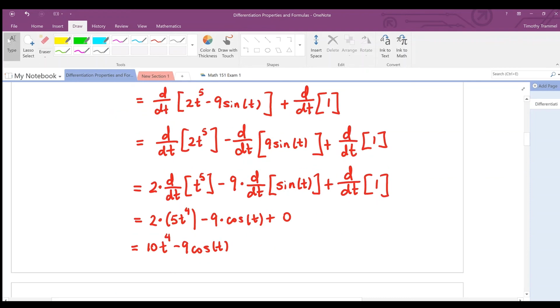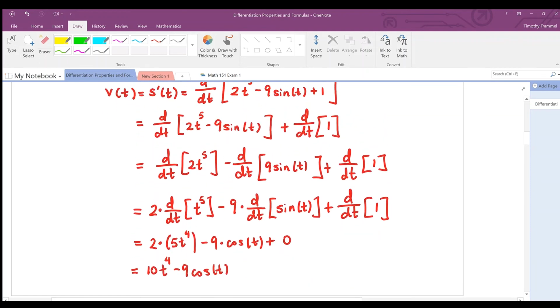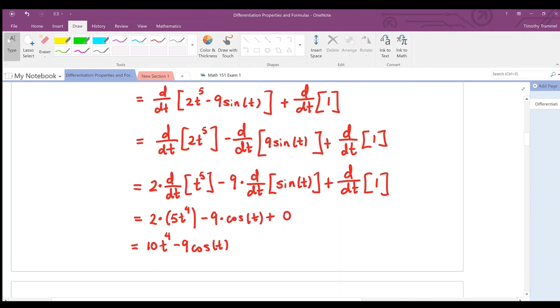From here, we're actually not quite done. We don't have a lot of space left, but we're not going to need much more. The last thing we wanted to do here was to plug pi into our derivative to find the velocity. So I don't want that prime there. So v of pi is just 10 times pi to the fourth, minus 9 times cosine of pi, which is equal to 10 pi to the 4. And then cosine of pi is negative 1, so this is plus 9.